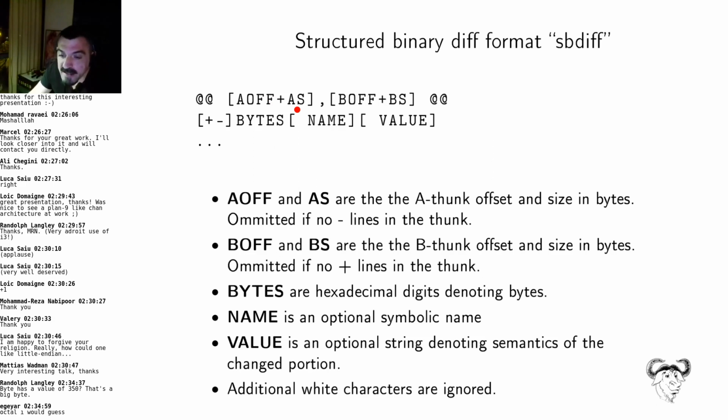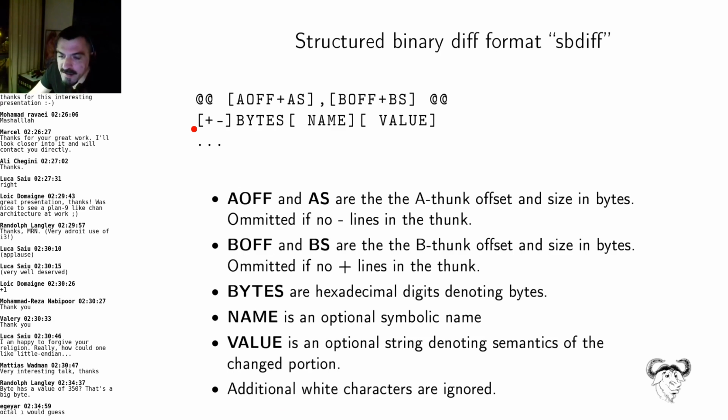And AS is the size of A, also in bytes, which is the size in the origin to which this hunk applies. Then you have an offset in B, and the same thing, the size in B. This is optional and this is optional. We will see now that, depending, some hunks only contain addition lines, some only contain deletion lines, and some contain both addition and deletion lines.